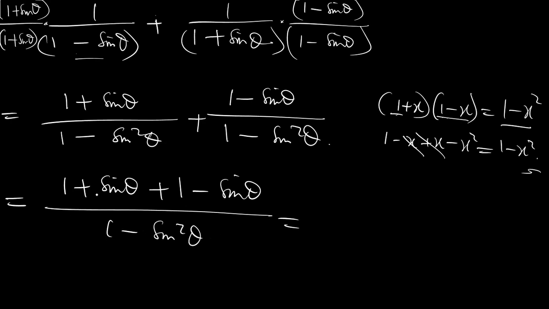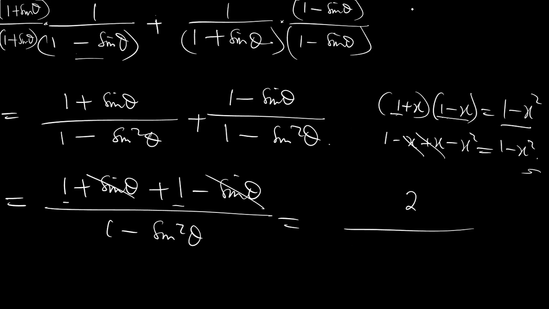Now, 1 plus 1, you have 2. Plus sine theta minus sine theta, they are the same but different sign, so they cancel. So now you have 2 all over 1 minus sine squared theta. Using a trigonometric identity, this is the same thing as cos squared theta. But let's explain how we got it to be the same thing as cos squared theta.